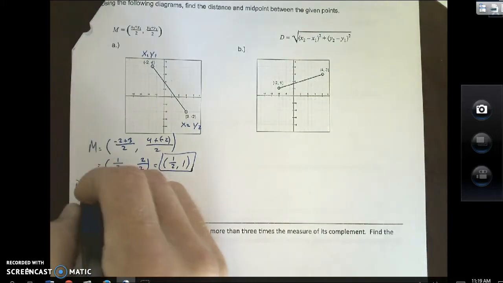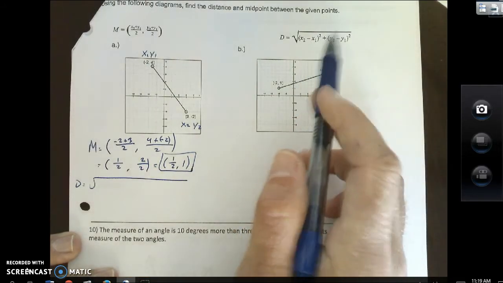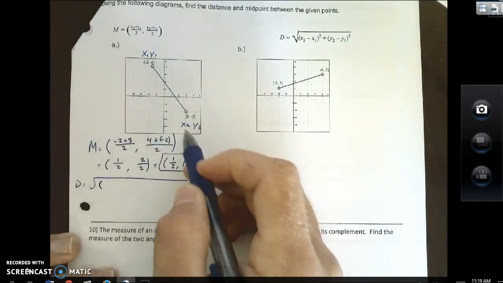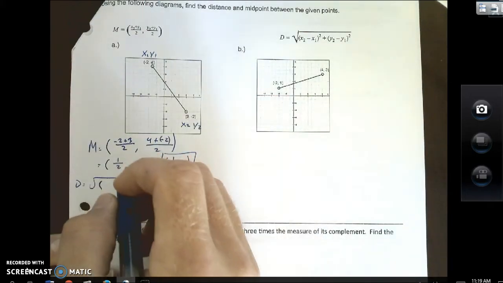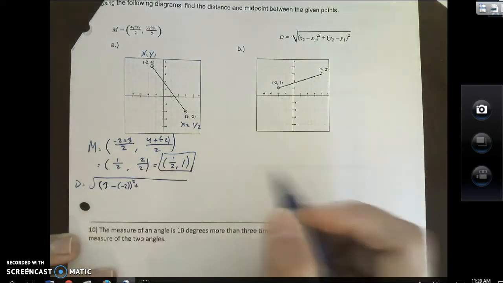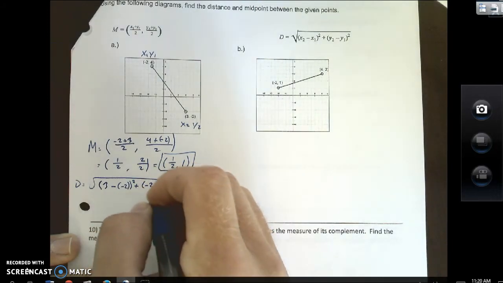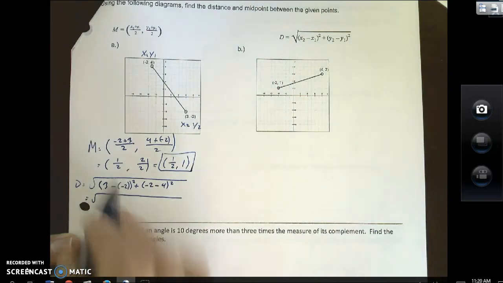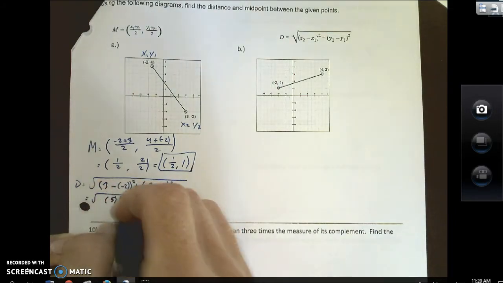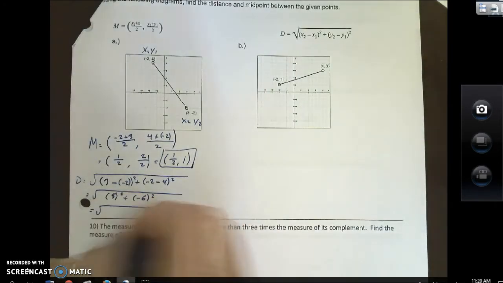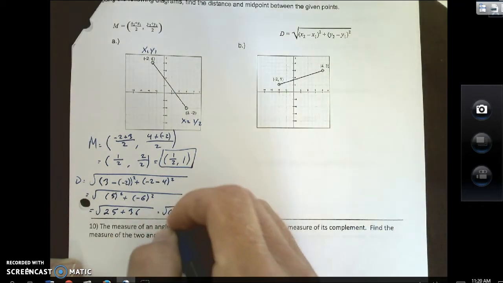Now, as far as distance goes, I can then put in here x2 minus x1. So you're looking at positive 3 minus negative 2, squared, plus my y sub 2, which is negative 2, minus my y sub 1, which is 4. Okay, minus a negative becomes positive. Negative 2 minus 4 is negative 6. If I square both of them, I get 25 plus 36, which gives me 61, square root of 61.